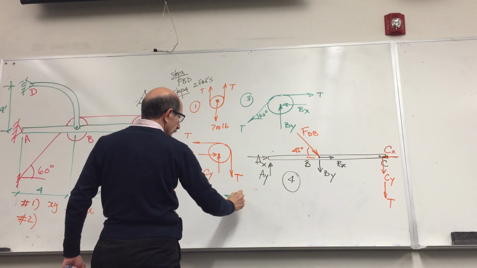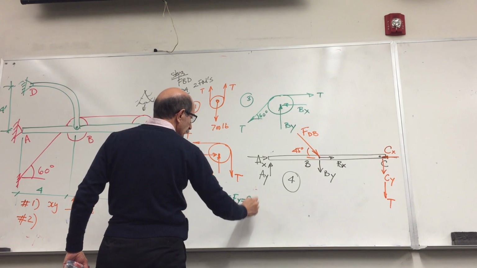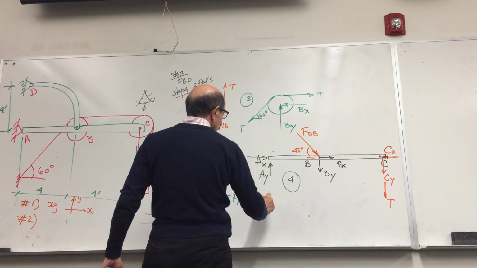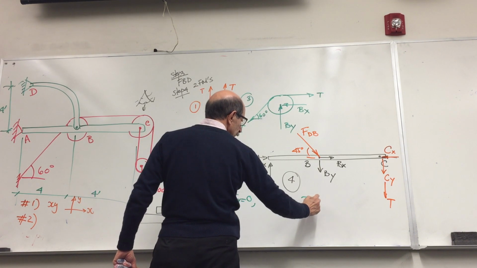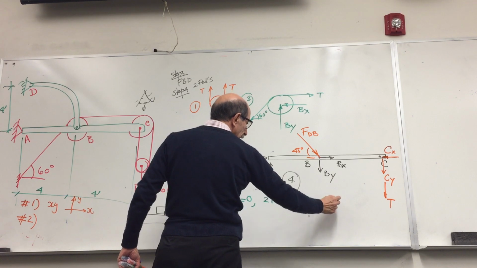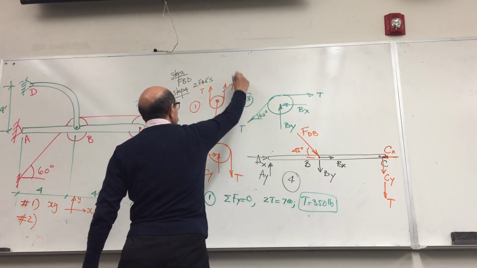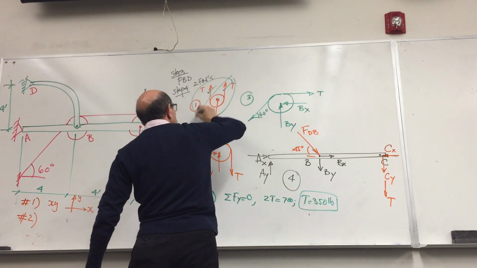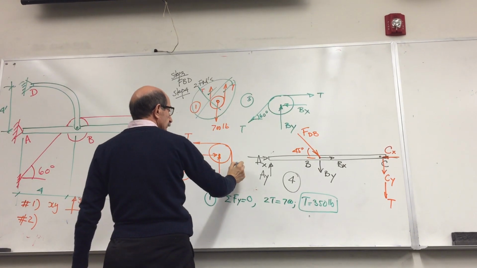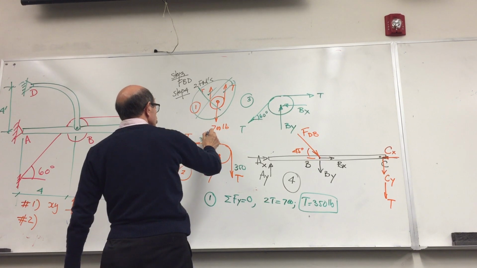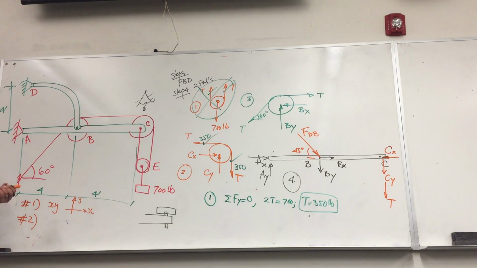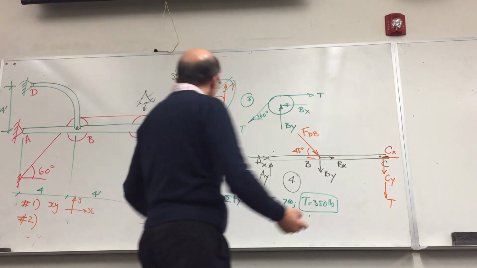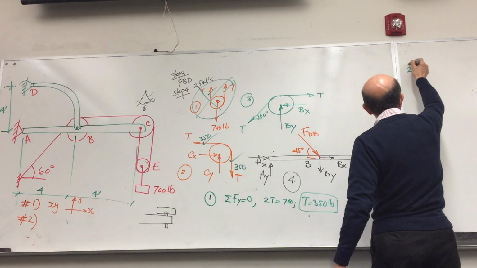And all I have is just summation of forces along y is equal to 0. So you have 2T is equal to 700, or T is equal to 350 pounds. So this free body diagram is gone. Here, this is 350, this is 350, in other words, you found these. And that's the next logical free body diagram, because it has only 2 unknowns. All the rest have more than 2, right? So I'm going to use free body diagram number 2.